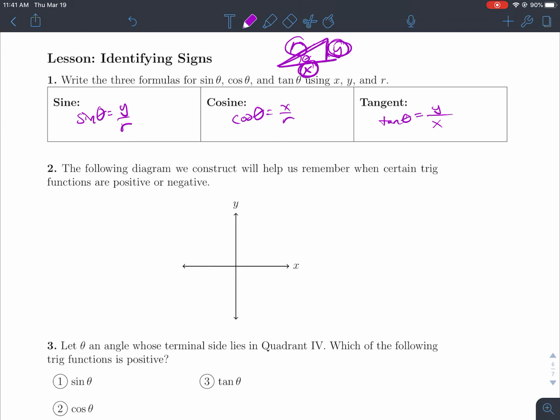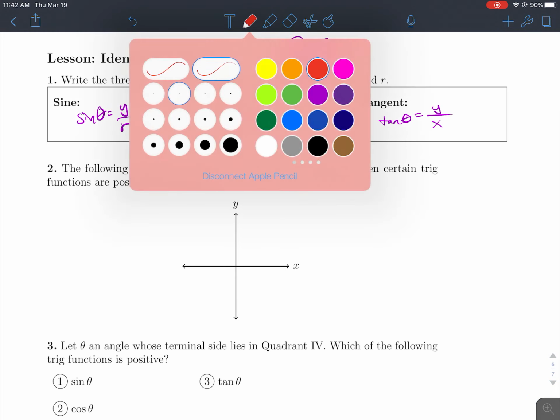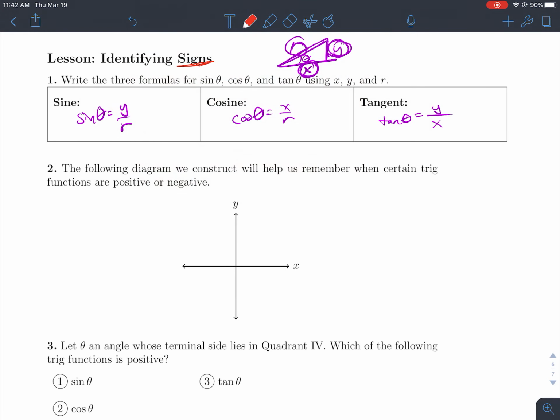So we're going to try to make some predictions about the sines, and it's a little bit ambiguous here. We're using the word sine to mean here positive or negative, but we're also using the word sine here to mean this ratio y over r, so they sound the same even though they mean different things. So the following diagram we construct will help us to remember when certain trig functions are positive or negative.